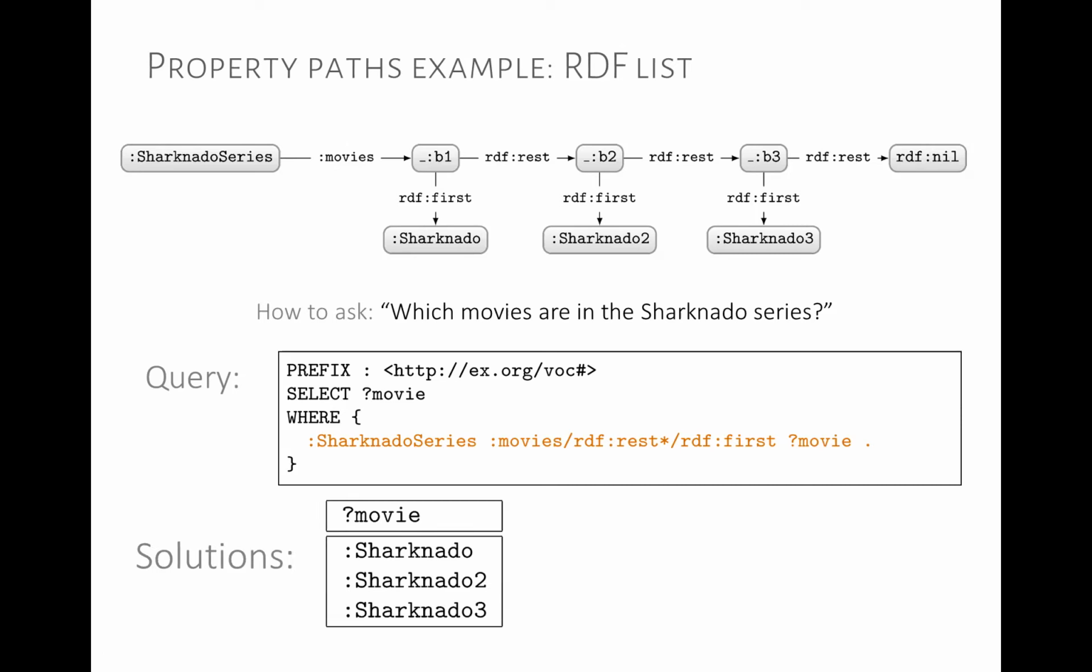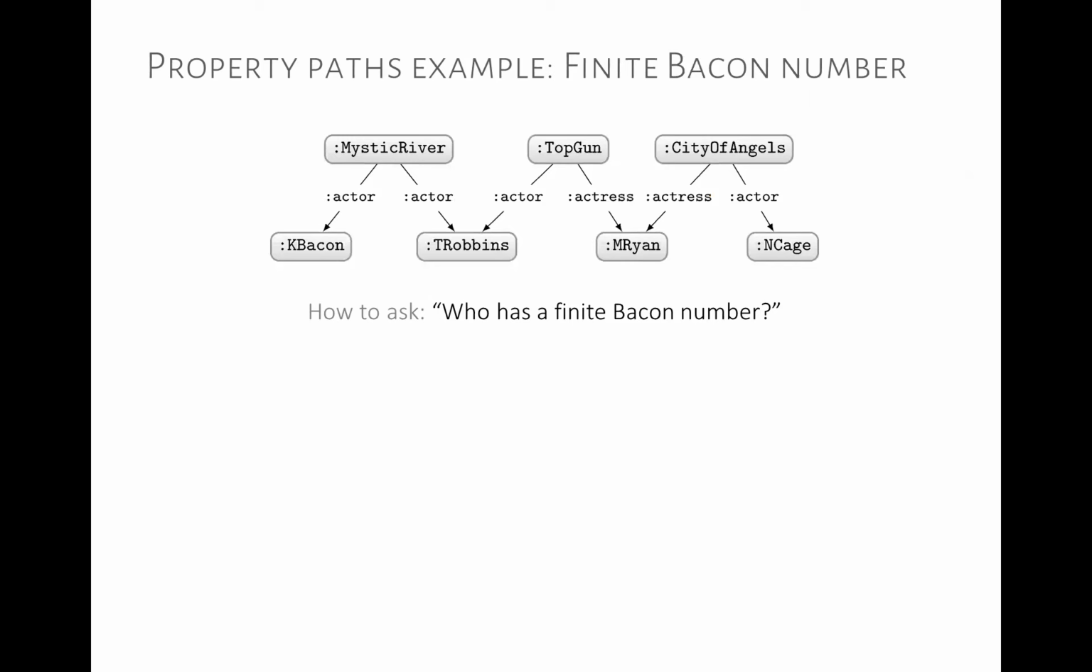So here's the results. We get Sharknado, Sharknado 2, Sharknado 3. Okay, so this is an example. This is one of the use cases for property paths: to be able to navigate lists and extract all the elements. Here's another example. We're looking for the finite Bacon number.